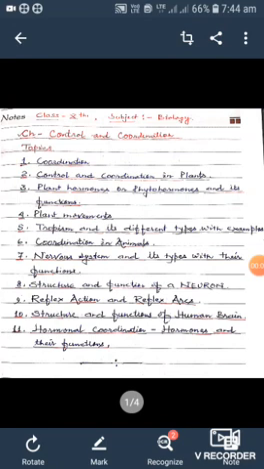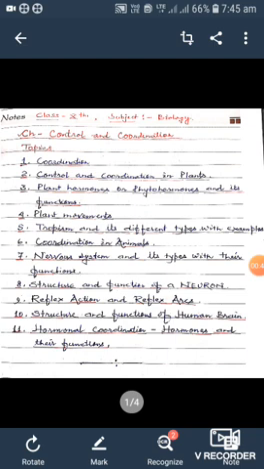Now today, bhaiya, I am going to start a new chapter. The first chapter you have already completed, and the new chapter is Control and Coordination. Subject: Biology, class 10th. So this is also a very interesting chapter, and this is related to our life. Control and coordination. At first, I am going to introduce this chapter.